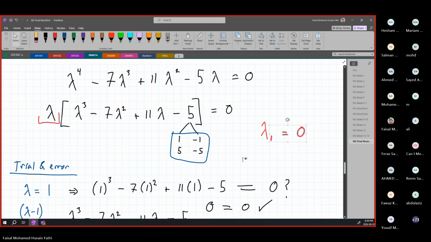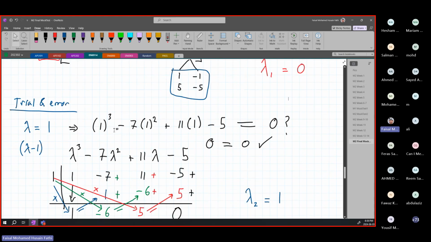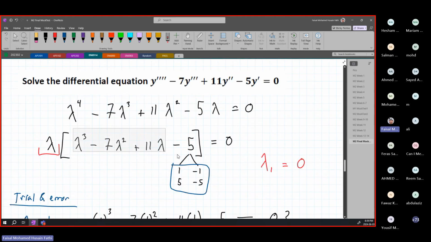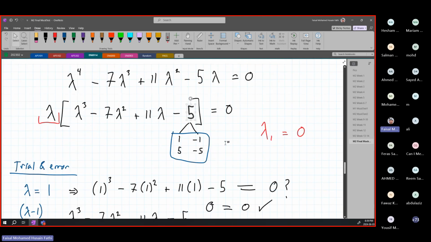Then, once we got our lambda 1 equals 0, the next step is to find the roots for the cubic inside. And for the cubic inside, the way you do it is you take the factors of the very last number you have. You have 1 and 5, which are your factors, the positive and the negative values. You will plug them into this equation. So that's what I did.